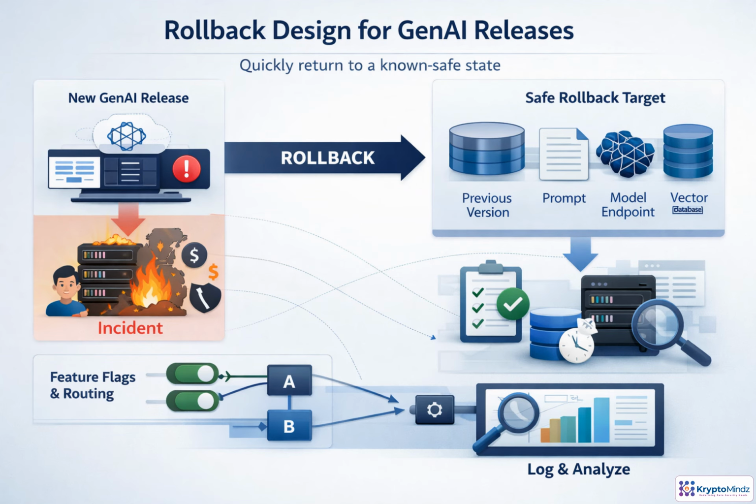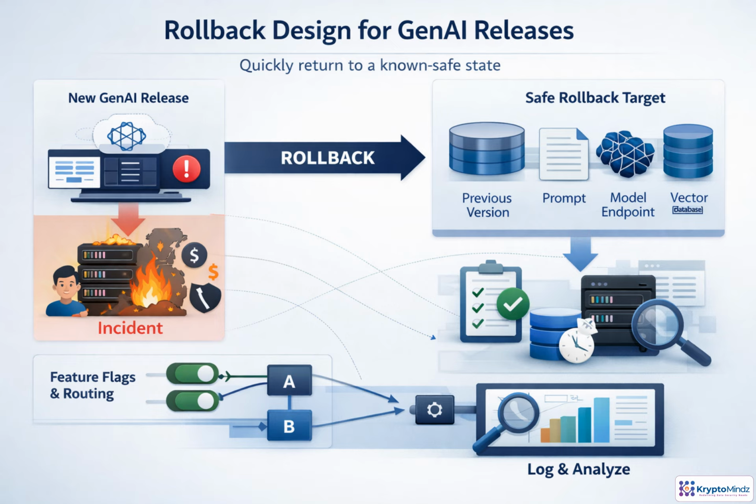Rollback design is not just go back. It means naming the safe destinations before release: the prior application container, prompt version, model endpoint, vector index, and policy configuration. When an incident hits, feature flags and configuration-driven routing let you shift traffic quickly without waiting for a full redeploy. But rollback is only real if it has been tested.